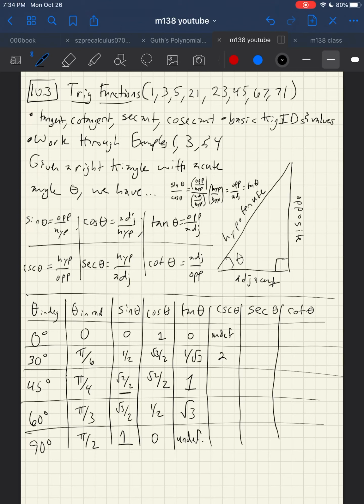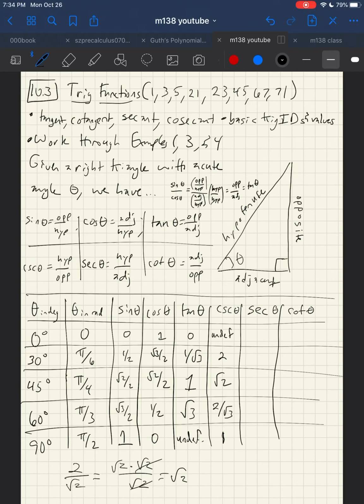Then 1 over root 2 over 2, well, that's going to be 2 over root 2. This is going to be 2 over root 2, which is root 2 times root 2 over root 2. Cancel these, and we're left with root 2. So this is just square root of 2. We've got 1 over this, which is going to be 2 divided by root 3. And finally, 1 over 1, which is just 1.